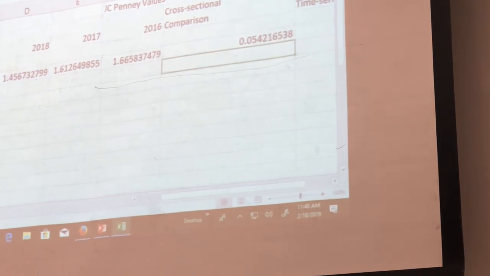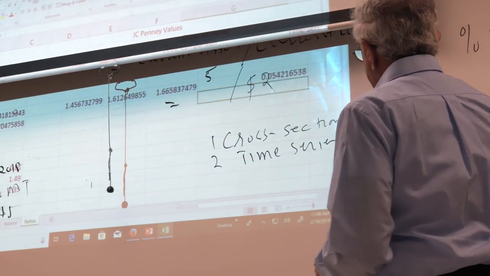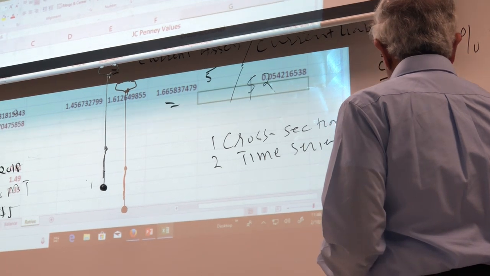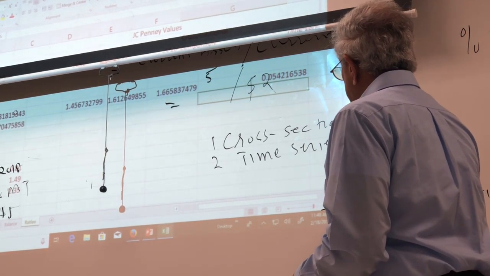So let me hit the enter key. So this is about 5% higher than the industry norm. Okay? So this is what I believe in. So on this side, this is plus 10%. On this side, it's minus 10%.